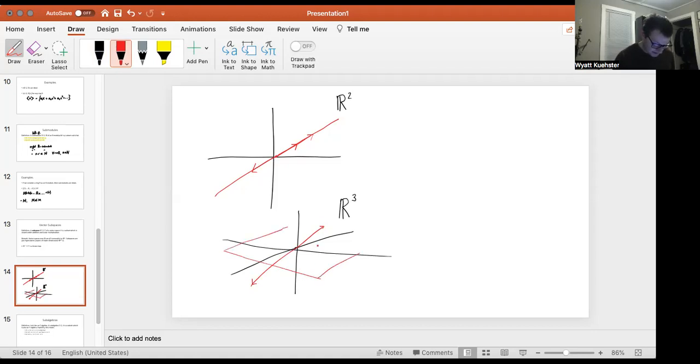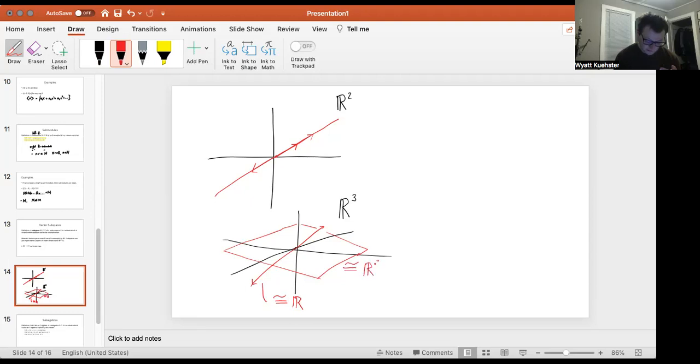Subspaces have to contain the 0. So I can take planes through the origin. And now I have two types of subspaces: lines through the origin and planes through the origin. These are basically copies of R. The lines are copies of R, and the planes are copies of R2.